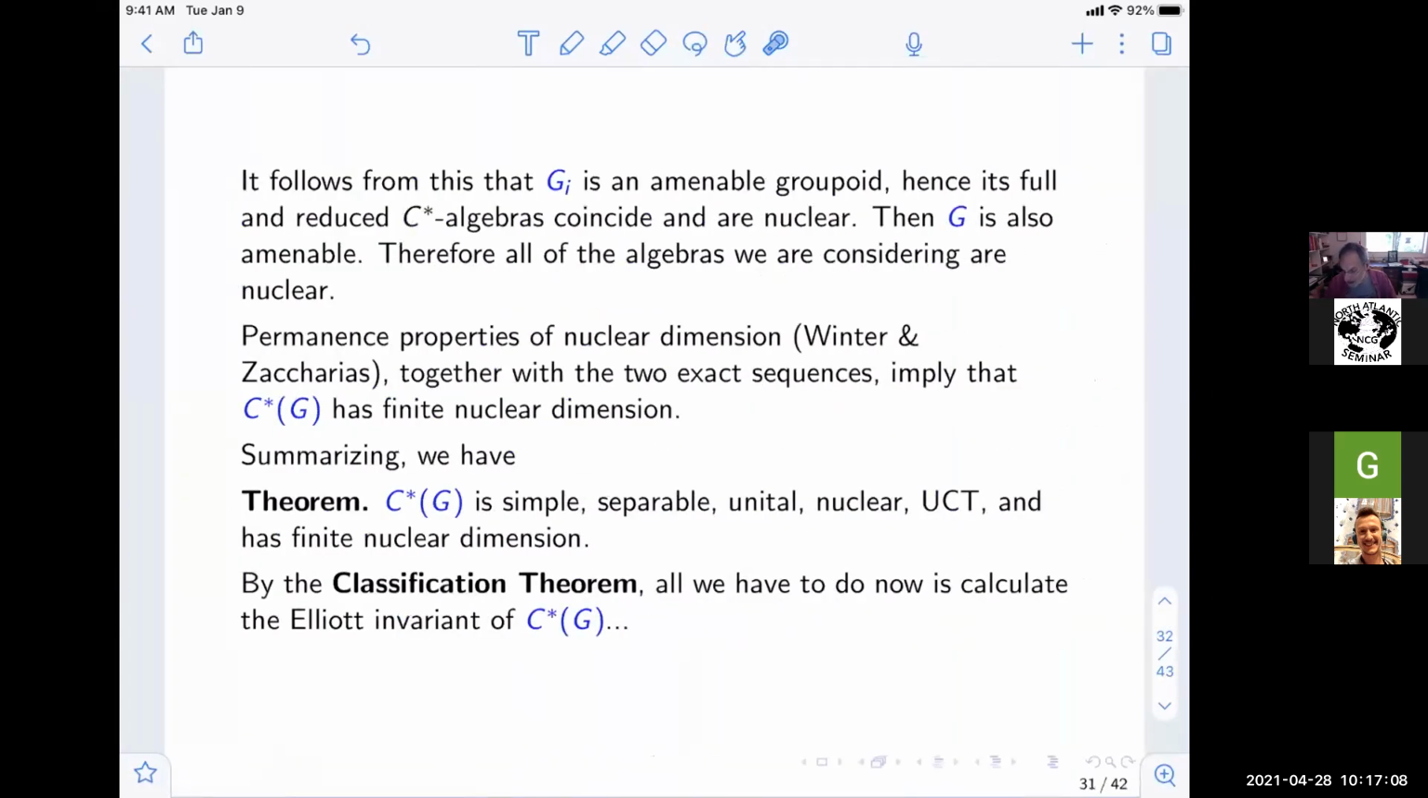So in fact, G_i is amenable. So there's no confusion about full versus reduced C-star algebras, and they're nuclear. But G is the inductive limit of the G_i, so G is also amenable. So all C-star algebras we're talking about here are nuclear C-star algebras.